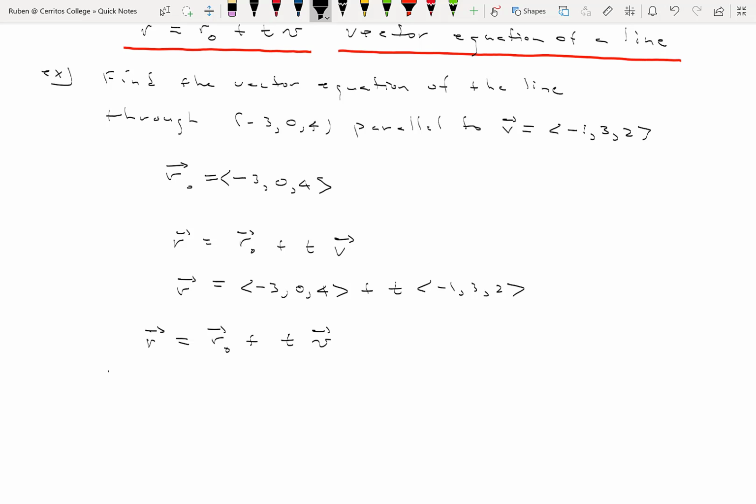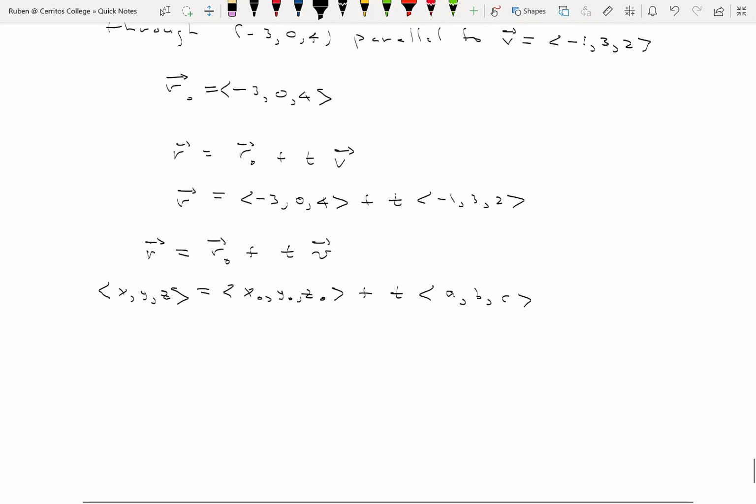Now let's replace these with specific vectors. So let's say x, y, z, the vector whose components are x, y, and z, are position vectors on the line. The initial position vector is x naught, y naught, z naught, plus t times, and let's say the direction vector is a, b, c. So there's the vector equation of a line, written with all the components intact.